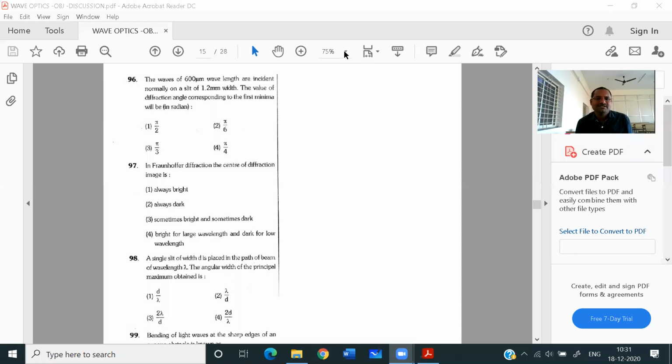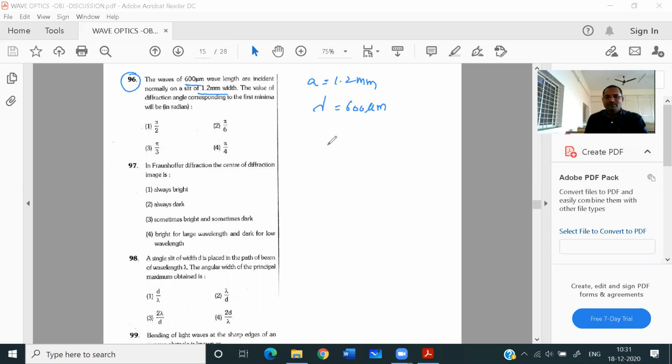The waves of 600 micrometer wavelength are incident normally on a slit of 1.2 millimeter width. Small a is given as 1.2 millimeter. Lambda is given as 600 micrometer. Micro means 10 to the power of minus 6. Okay. Value of diffraction angle corresponding to first minima. Yes, I'll solve this.